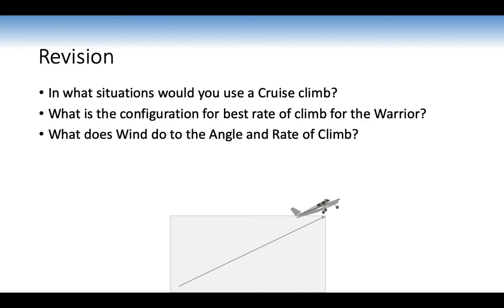What is the configuration for the best rate of climb for the Warrior? That's full power, nose on the horizon, 79 knots, and trimmed and balanced. This is important. We use best rate all the time.